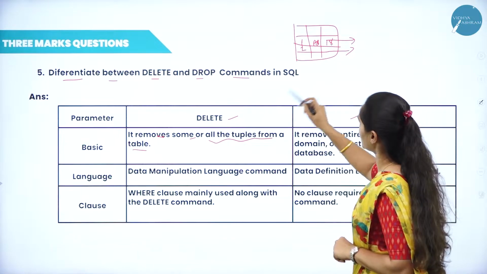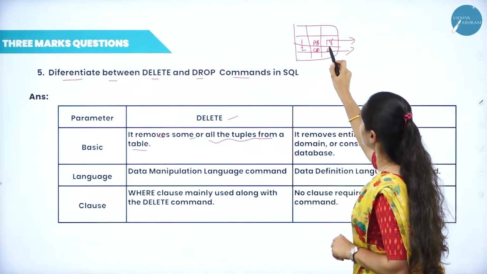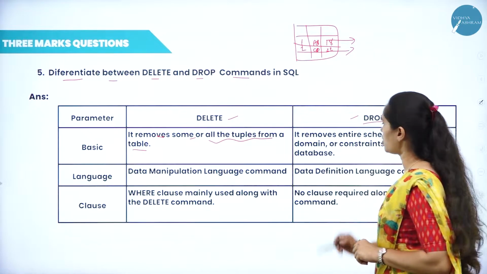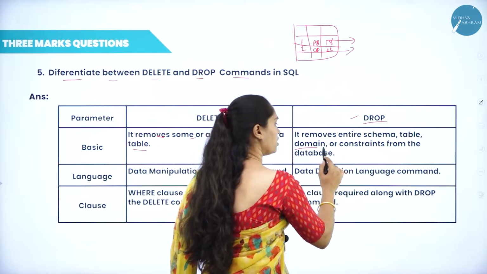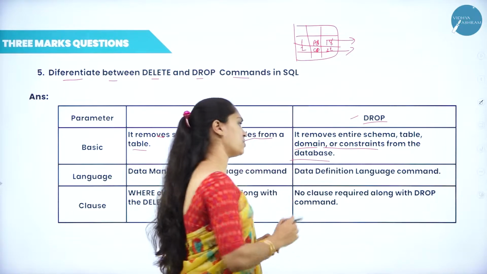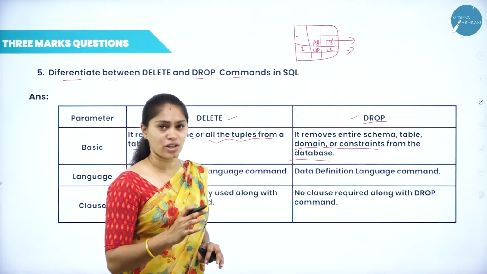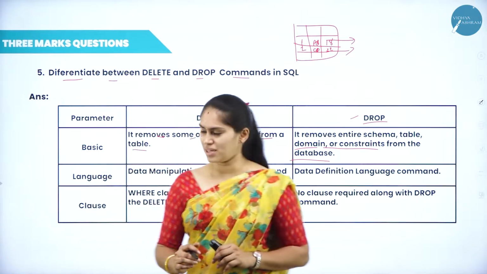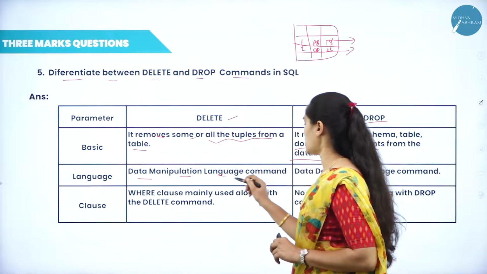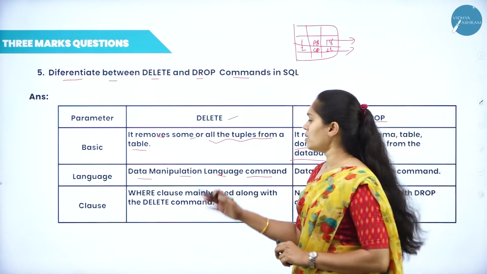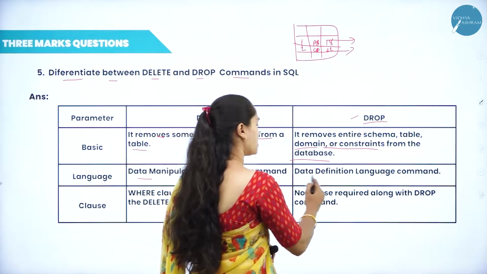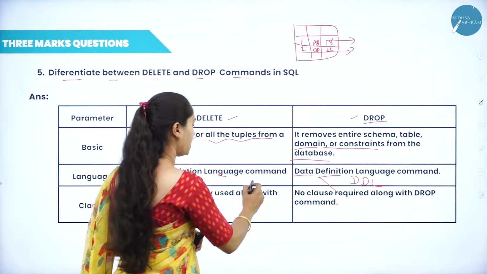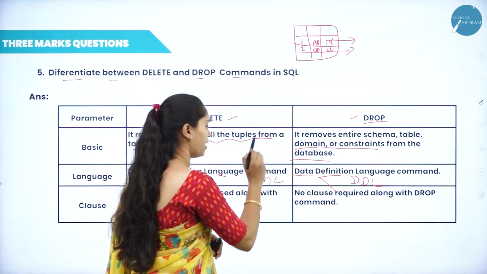So if I'm using delete, okay. But what about drop? It is going to remove its complete schema, table, domain or even some of the constraints which I have mentioned. Everything is going to be removed from this database. Next, data manipulation language. Delete belongs to the DML or data manipulation language command, and drop is related to DDL command and this is related to DML command.